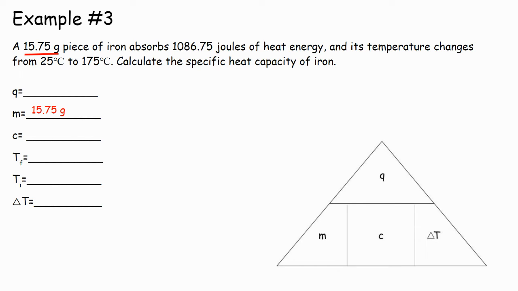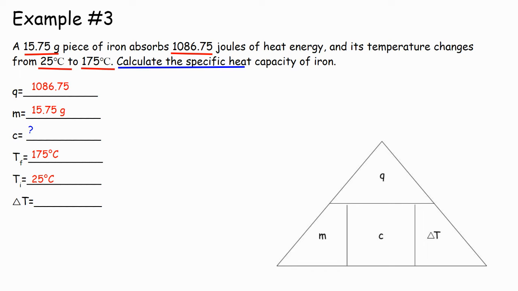So I have my mass. It tells me that I'm going from 25 degrees Celsius to 175 degrees Celsius. So 25 degrees Celsius is my initial temperature. 175 degrees Celsius is where I'm stopping, or where I'm going to end. And this time it gives me how much energy I absorb. So therefore that's a positive number because we're absorbing it. And it's asking me to calculate C. So that's the only difference.